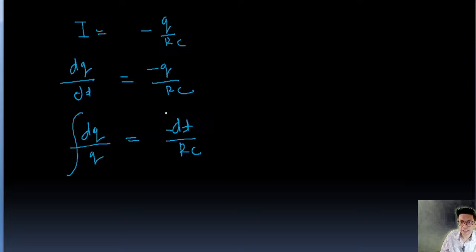Now we'll integrate it, and here it's a discharging. Let the initial charge be Q0, so the limits are Q0 to Q, and for time, initially 0 to t. Charge was Q0 initially; at time t, the charge remaining is Q.